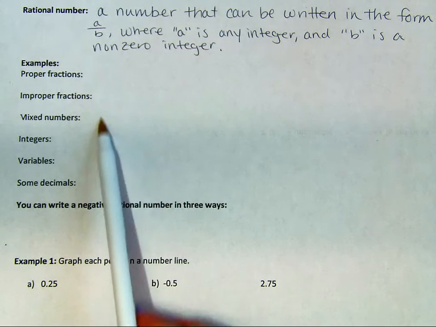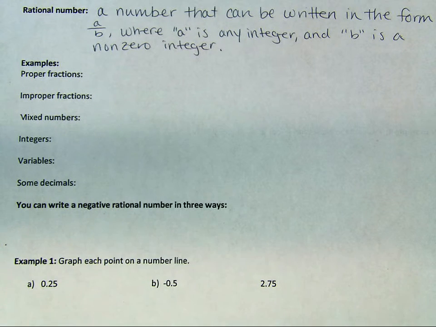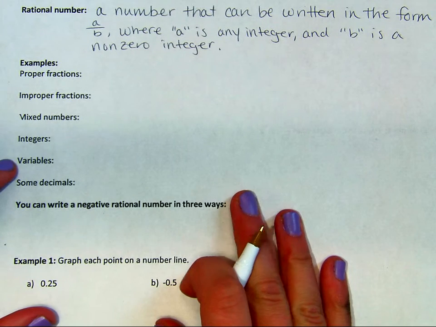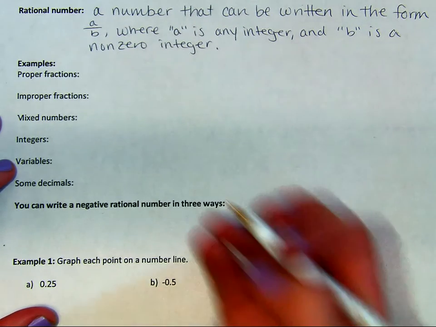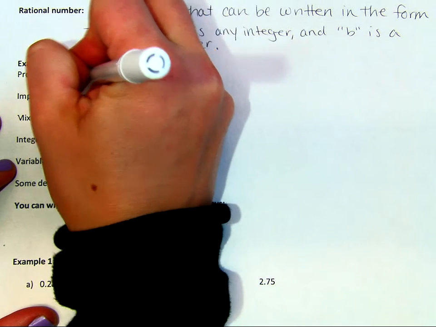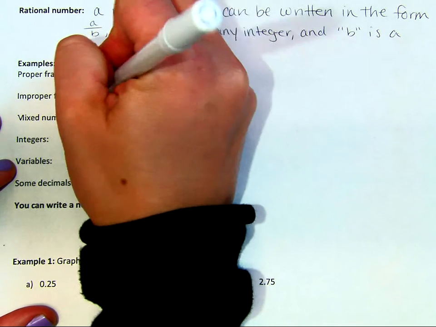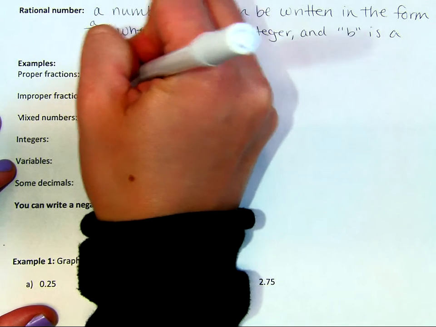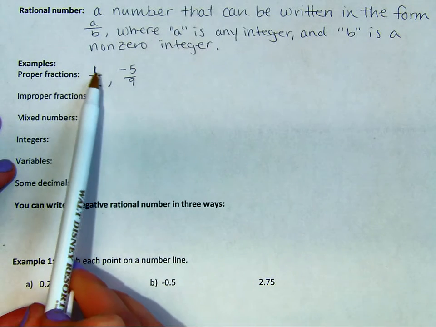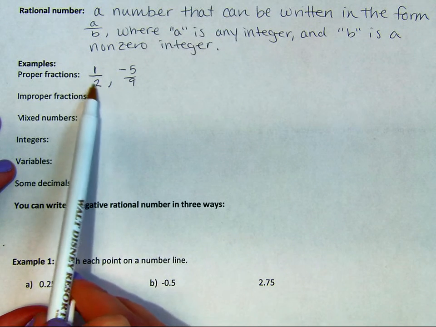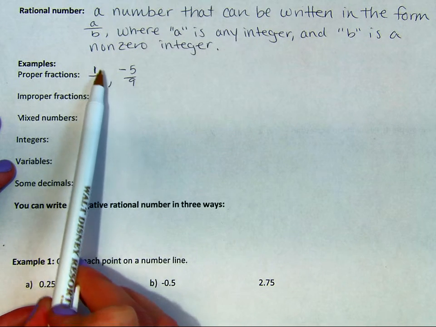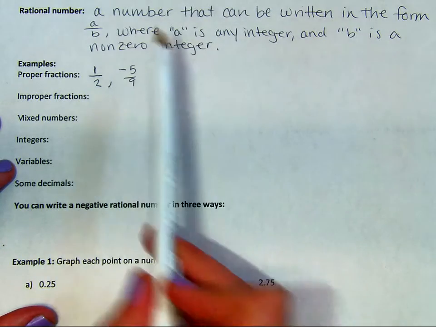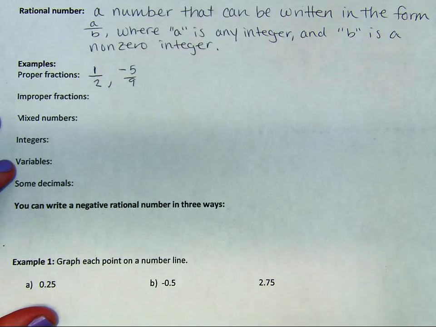Now, all of these examples fall under the category of rational numbers. Proper fractions, we've talked about these before. Proper fractions are things like 1/2 or negative 5/9, where the numerator is smaller than the denominator. This is written as a ratio, so it qualifies as a rational number.